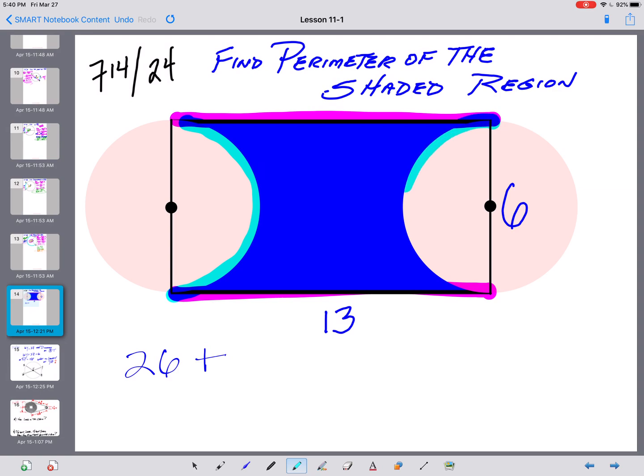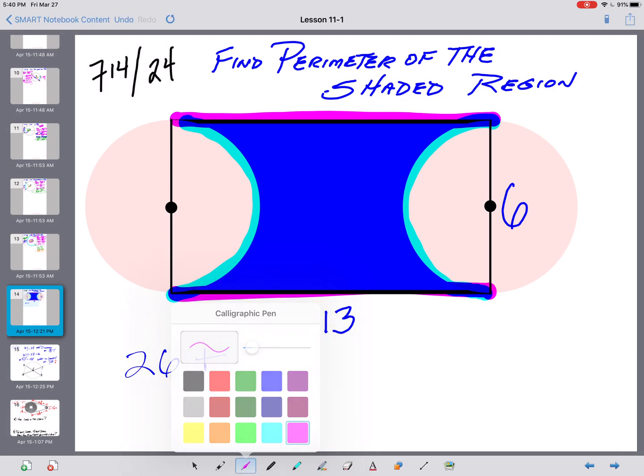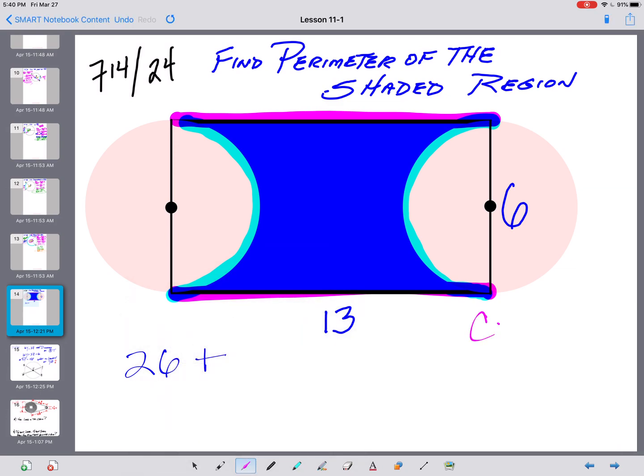There and there. Now, what do those two parts, those blue arcs that I just made, add up to? Yeah, they're each a half a circle. So if you have two half circles, you put them together, I'm looking for one complete circumference. So here we go. Let's go ahead and find one complete circumference.